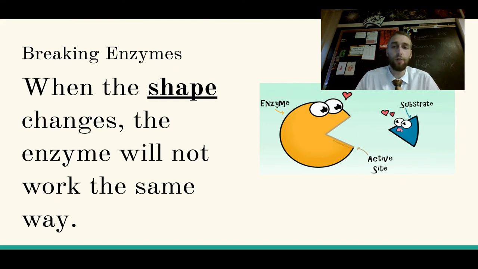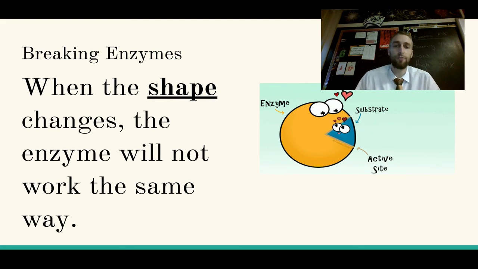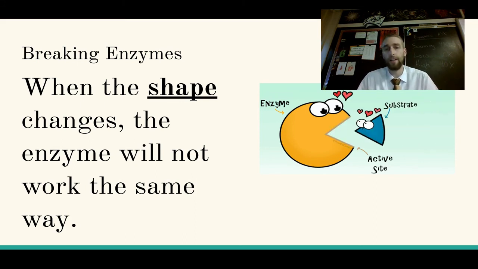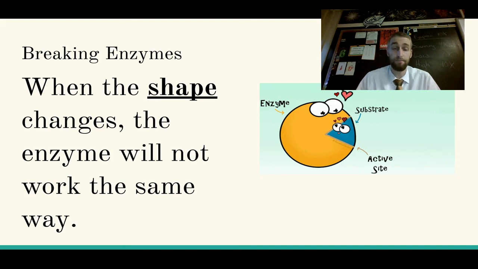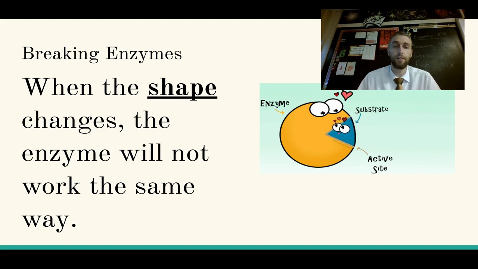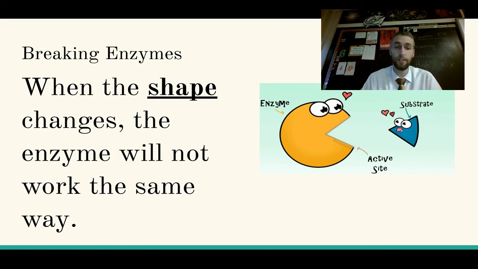The big takeaway here is enzymes function because of their shape, and anything that disrupts the shape, whether that's temperature, pH, an inhibitor, or an activator, will affect the performance of the enzyme and the speed of the reaction. And if you denature an enzyme completely, it loses its shape completely. It will no longer be able to function, and the reaction may stop altogether.